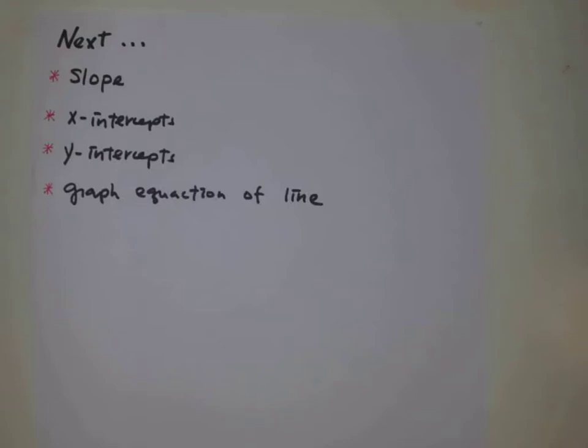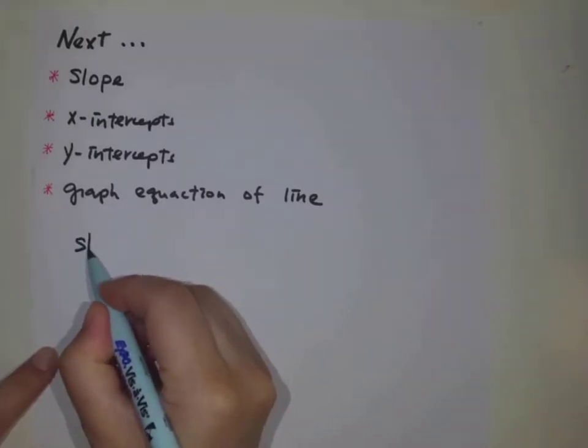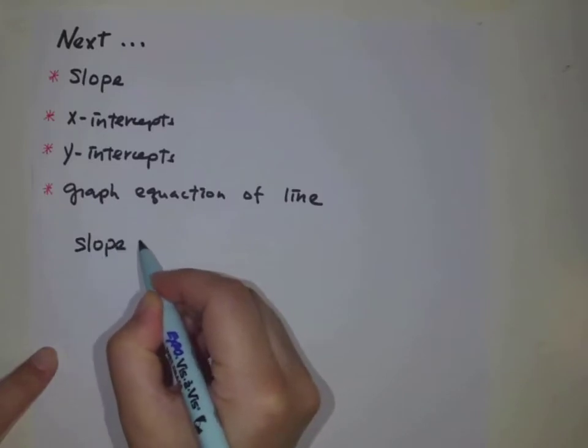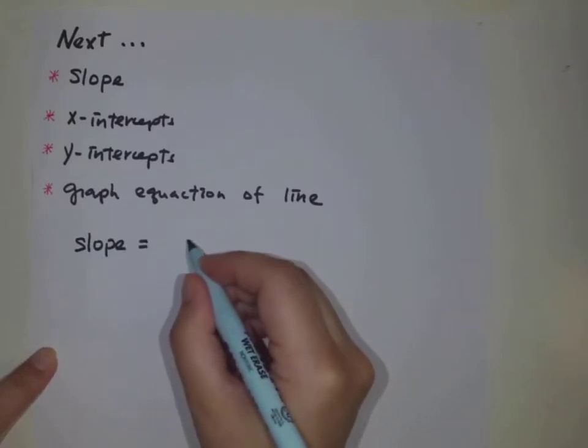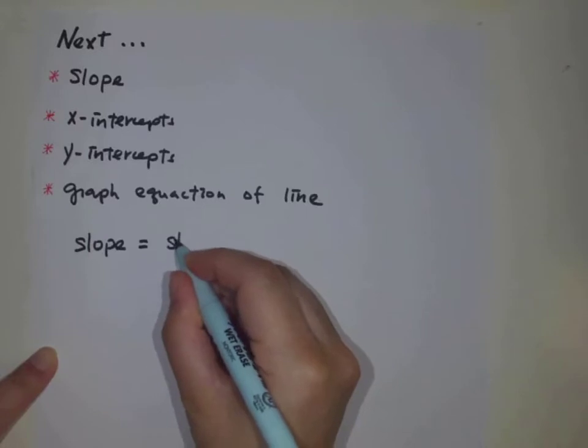Next, we're going to talk about the slope of a linear equation, the x and y intercepts of a linear equation, and how to graph the line of an equation if you know the x and y intercepts. So first question is, what is slope? Slope is usually used to describe the steepness of a line.